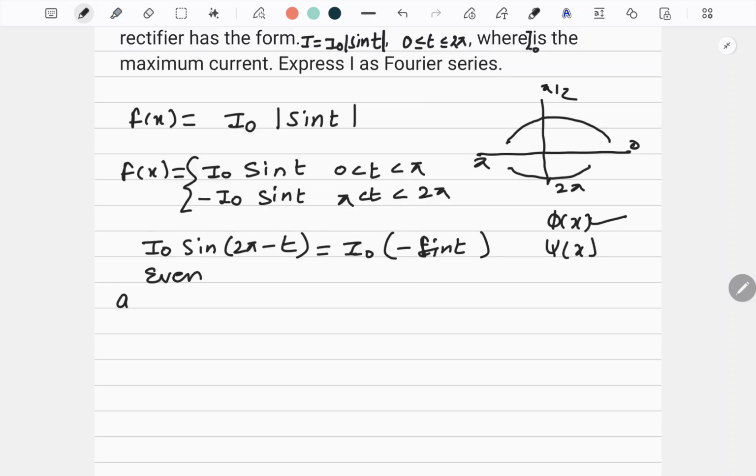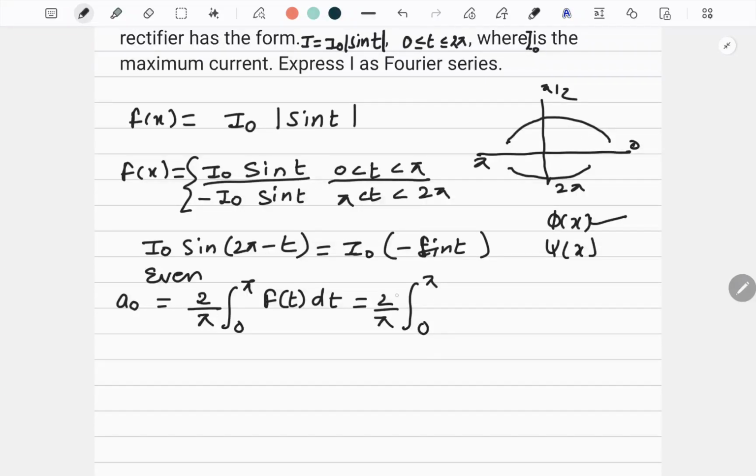So if the function is even, first I need to calculate a0. What is the formula for a0? As I said, by the even and odd concept it is 2 by pi, 0 to pi, f of x dx. Here in this question it is f of t dt, because they have changed the variable. The working procedure remains the same, only the name of the variable is changed. 0 to pi.